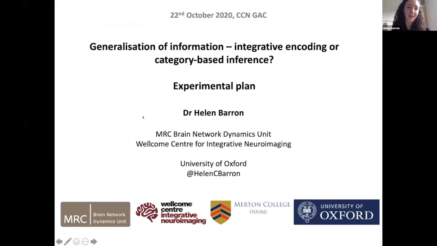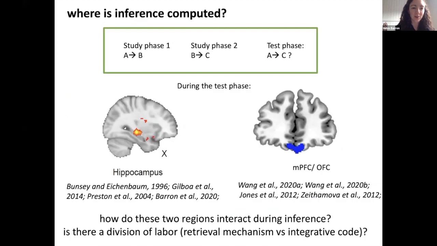So my proposed experiment is going back to this relationship between the hippocampus and the medial prefrontal cortex, or OFC, depending on which one you want to call it. So I think we're roughly all on the same page that perhaps the hippocampus is particularly involved in a kind of retrieval mechanism during inference, whereas the prefrontal cortex might preferentially represent a category or perhaps an integrated code.